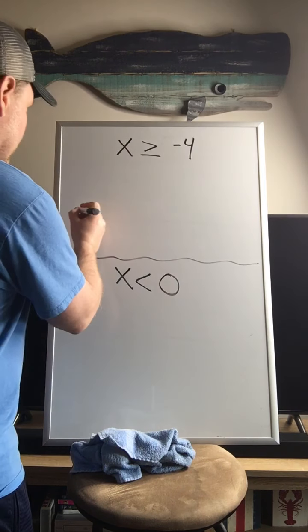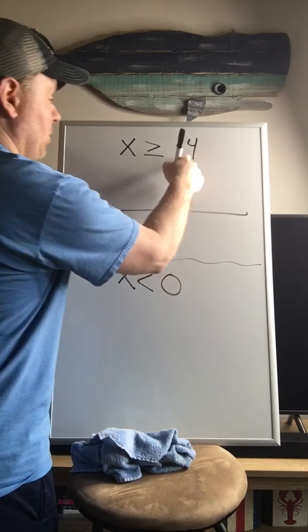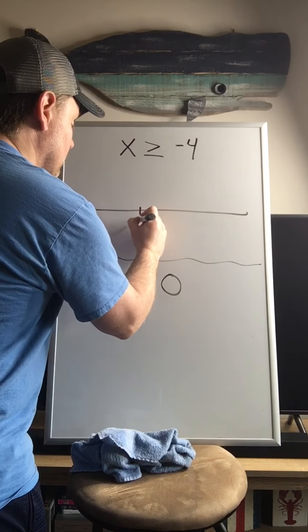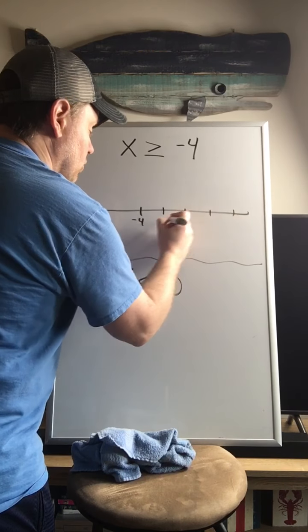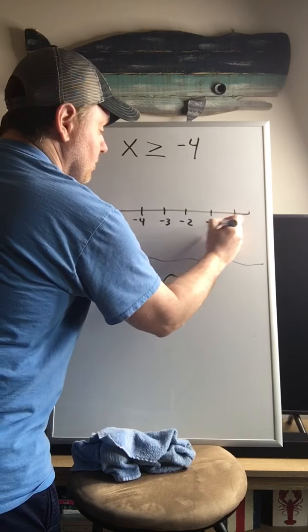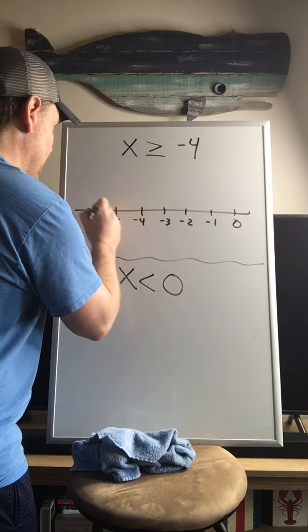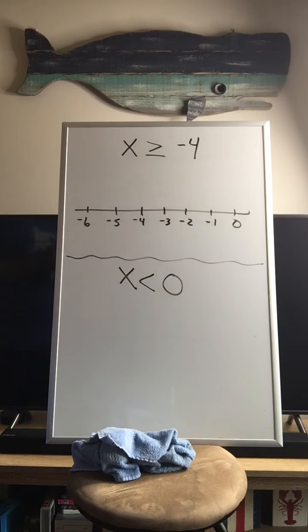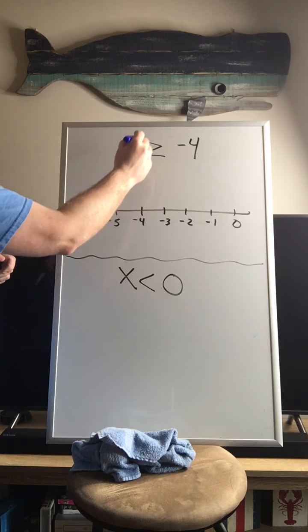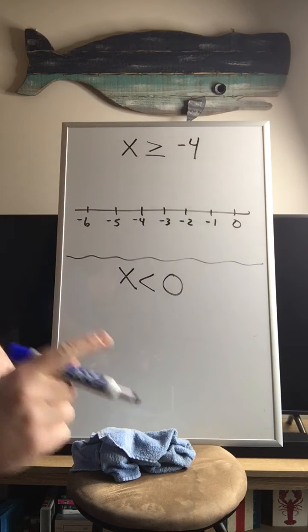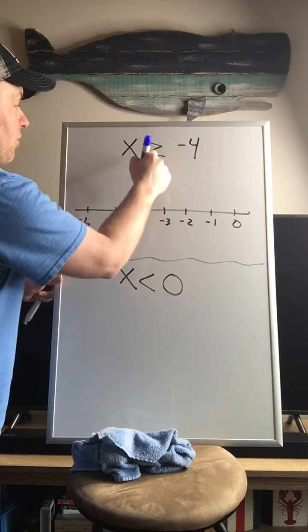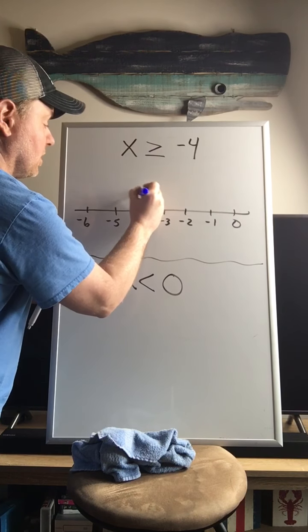Okay, so hopefully you took the time you need. So for this one, I know I'm going to need -4. And then going this way, I get less negative. And then going this way, I get more negative. Right? So x is greater than or equal to -4. So I'm going to put a dot on -4, and since there's an equal to there, it's going to be colored in.